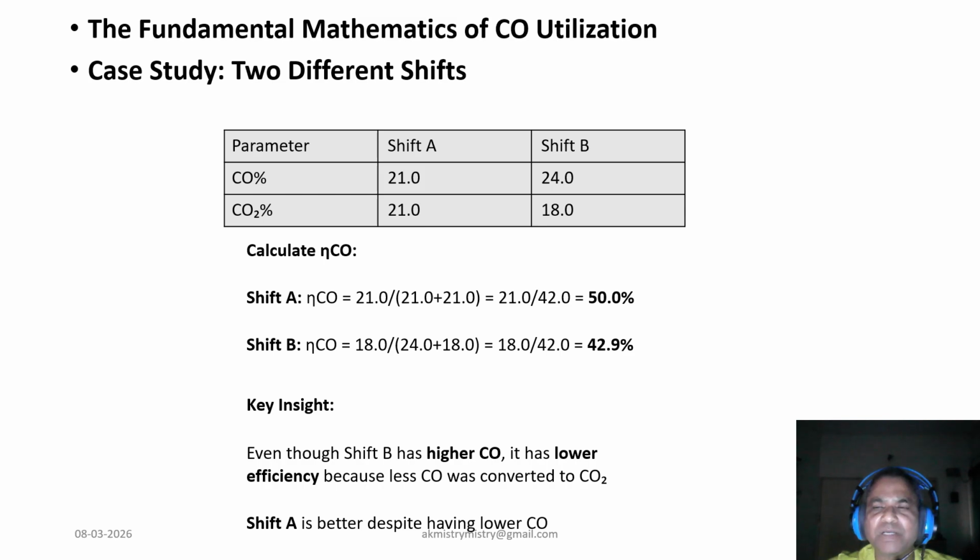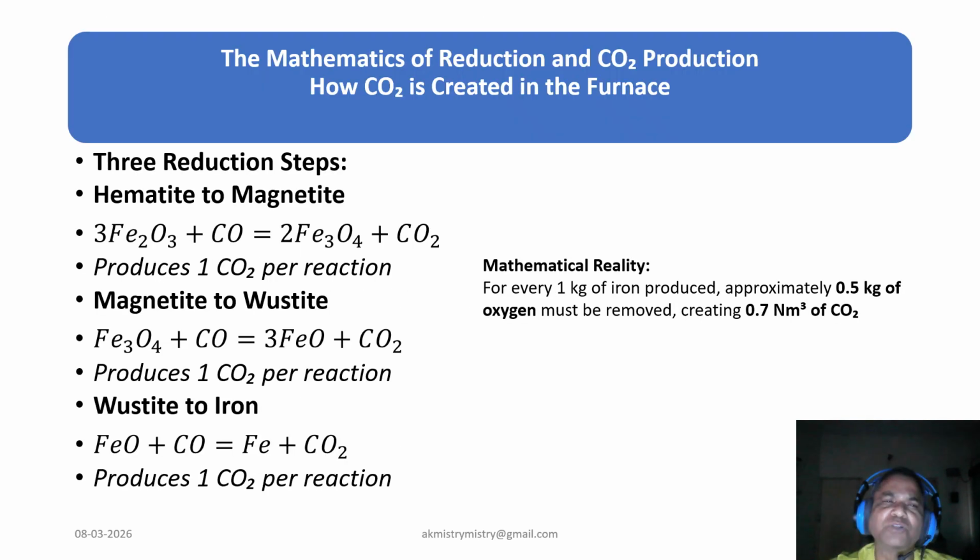So, where does this CO2 actually come from? It's created by the chemical work of the furnace. Let's look at the mathematics of reduction. As ore descends, it goes through three main steps. First, hematite reduces to magnetite, then magnetite to wustite, and finally the critical last step, wustite to iron. So look at the equations: in every step, for every molecule of CO that does its job, we get one molecule of CO2.